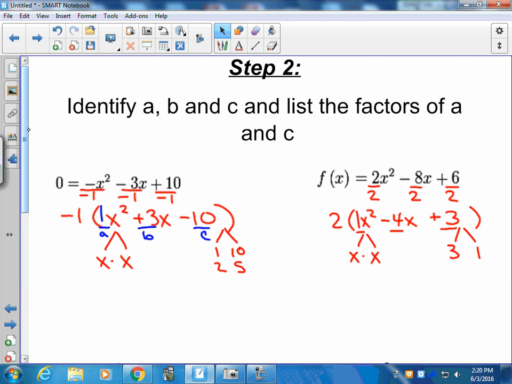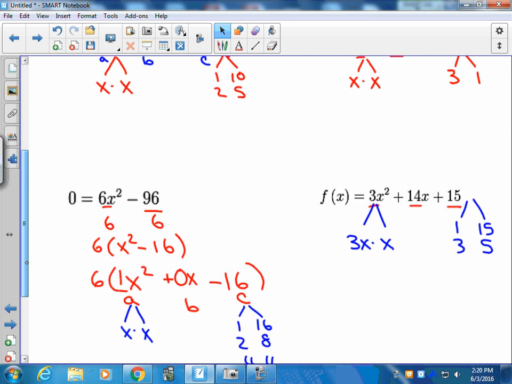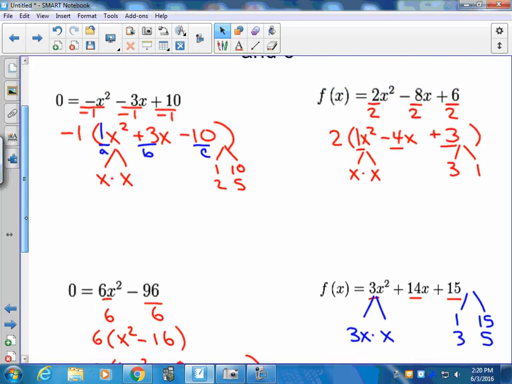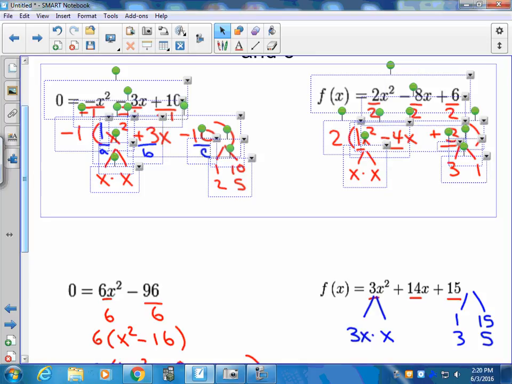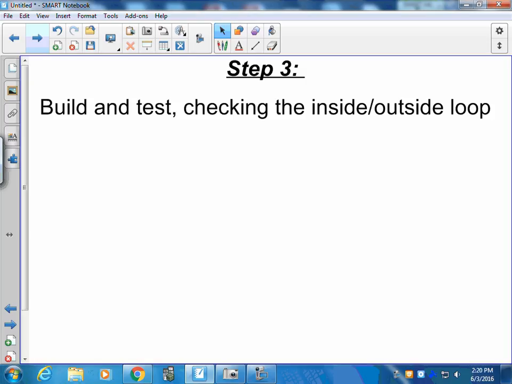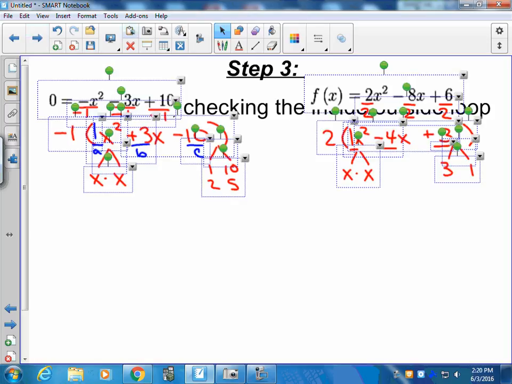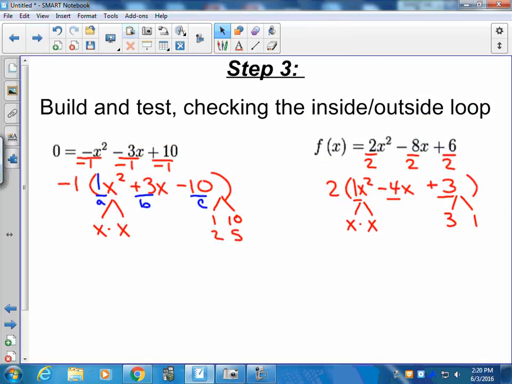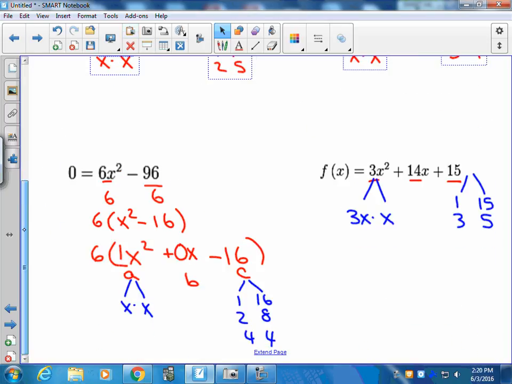So in step 2, we want to identify our A, B, and C value, because worst case scenario, we're going to have to go right to quadratic formula, and we need those 3 numbers for it. And then best case scenario, we've got our factors that we can work with to solve the situation. So we're going to copy these over to our step 3. So there's my first 2. I'm going to go grab those second 2, and then we're going to finish our factoring here.